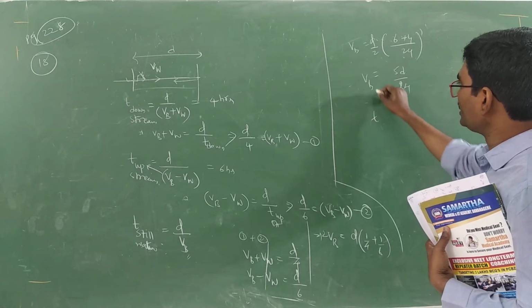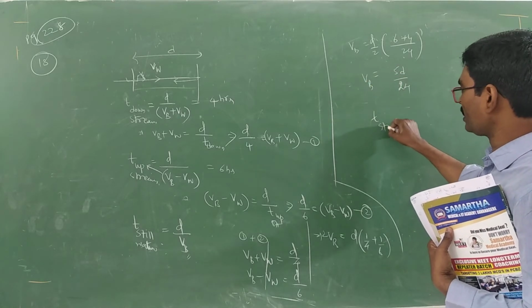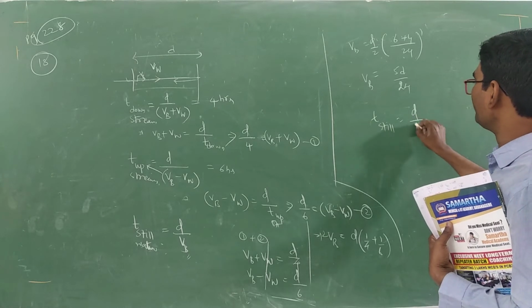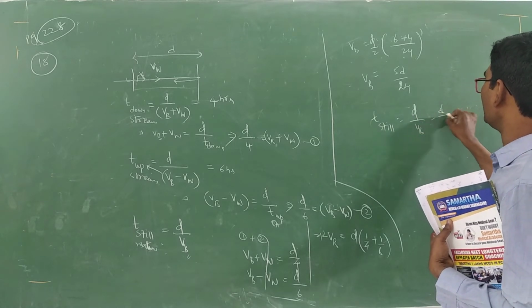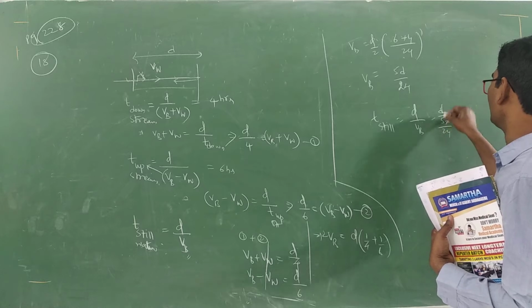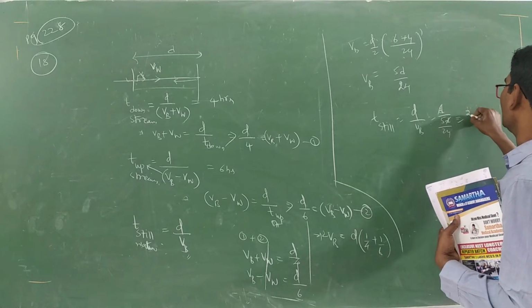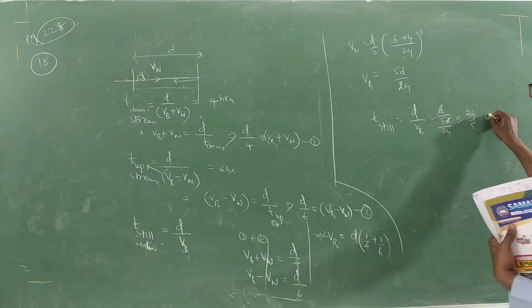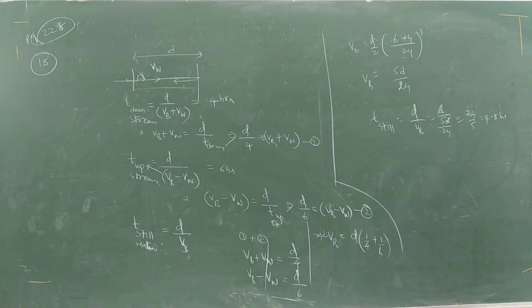I need to calculate the time in still water. Time in still water is D by VB, which is D by 5D by 24. What is this? 24 by 5. How much? 4.8 hours. Okay? That's the answer. Note it down.